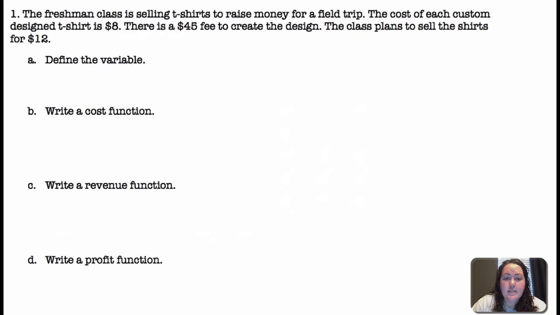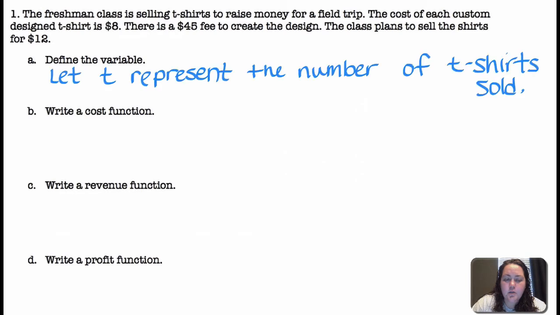The freshman class is selling t-shirts to raise money for a field trip. The cost of each custom designed t-shirt is $8. There is a $45 fee to create the design. The class plans to sell the shirts for $12. Define the variable. The thing that's going to be changing is the number of shirts that they sell. So we're going to say, let T represent the number of shirts sold.